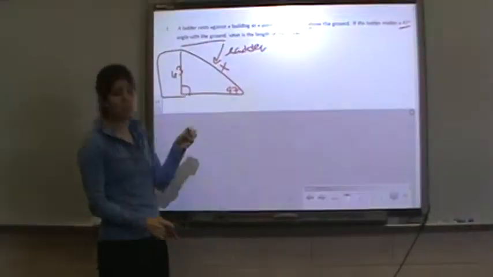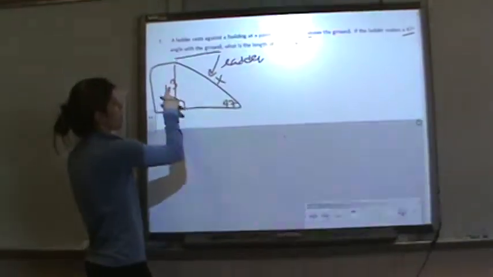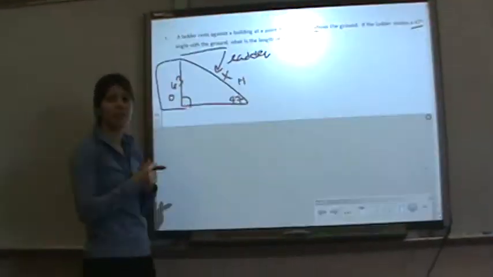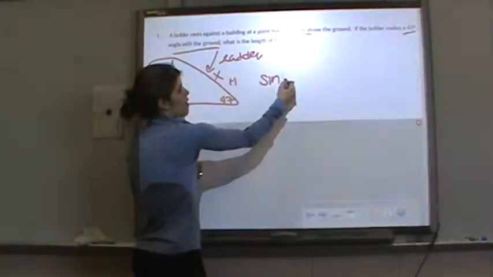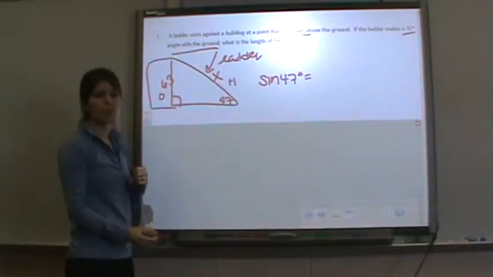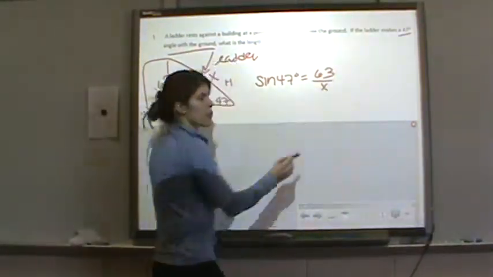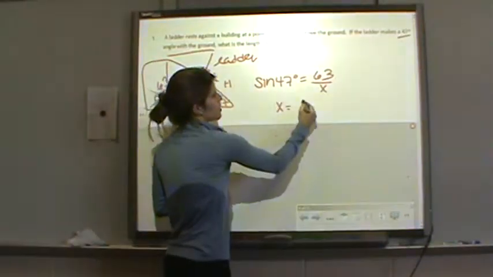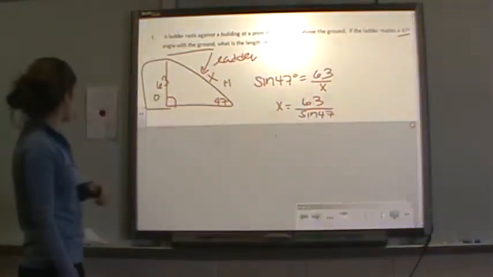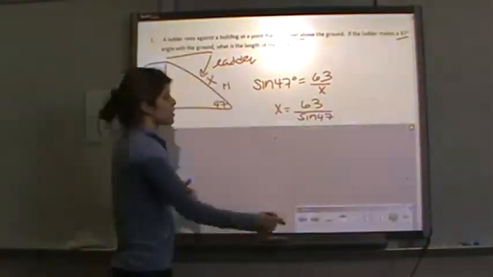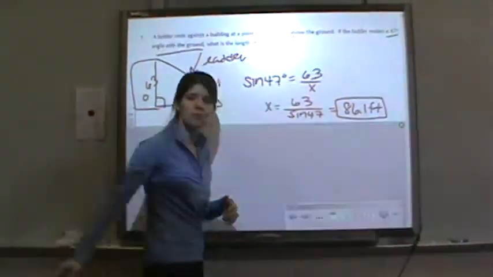So we're going to use our trig skills now to find that missing side length. So recall, this is the opposite side and this is the hypotenuse. So that's indicating that we're going to use sine. So sine of our angle of 47 degrees equals 63 over x. So remember to solve for x. And you get 63 divided by that sine of 47. Okay? So if we punch that in our calculator and solve, we get 86.1 feet for our ladder.